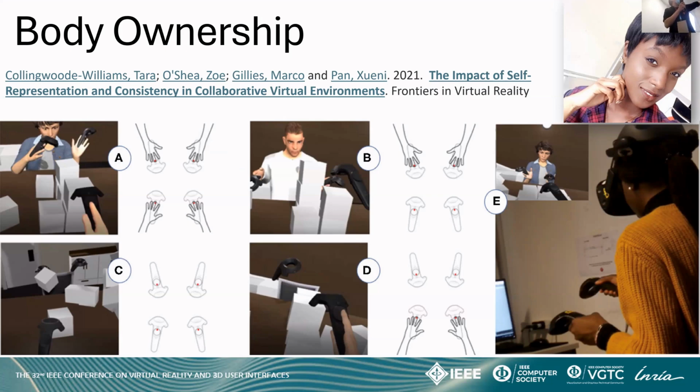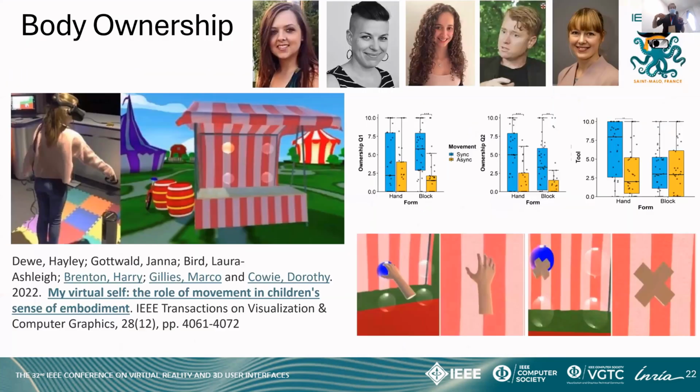This is a study that my colleague Tara Collingwood-Williams did that showed that having an avatar has a big impact both on your own behavior and other people's behavior. And importantly, the worst conditions were inconsistent. If one person had an avatar, but the other one didn't, things went wrong in a variety of ways. I won't go into the details.